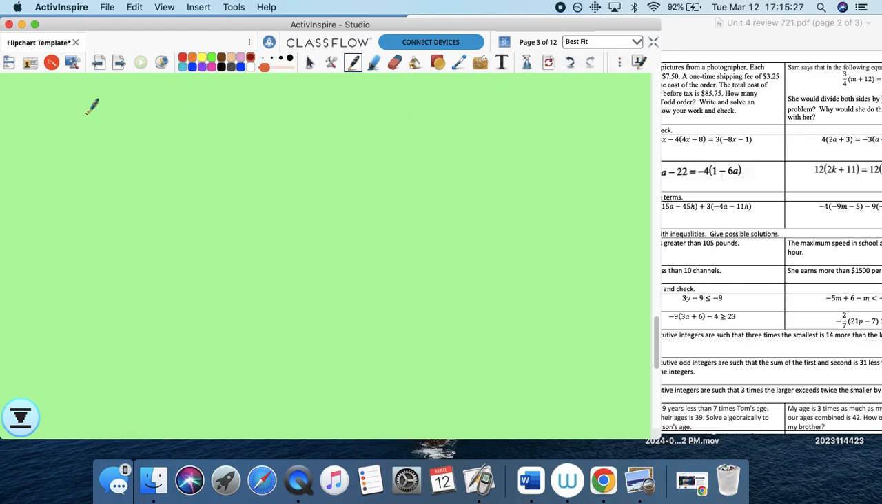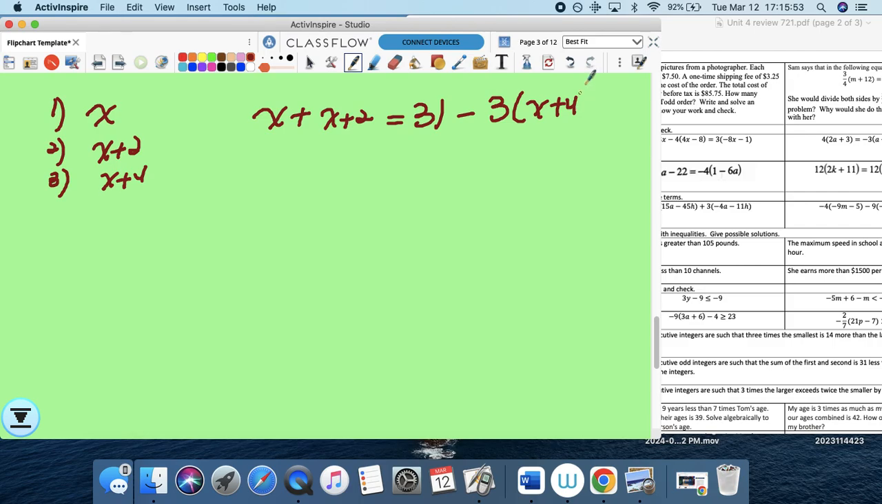3 consecutive odd integers: make sure it's x, x plus 2, and x plus 4, such that the sum of the first and the second, which is x plus x plus 2, I don't need parentheses because we're adding, is 31 less than 3 times the third, which is x plus 4. Since it's less than, we're going to have to make a couple of changes. Let me combine like terms here. On the left side is 2x plus 2. But on the right side, I have to change the order of the terms, so it's 3x plus 12 minus 31.